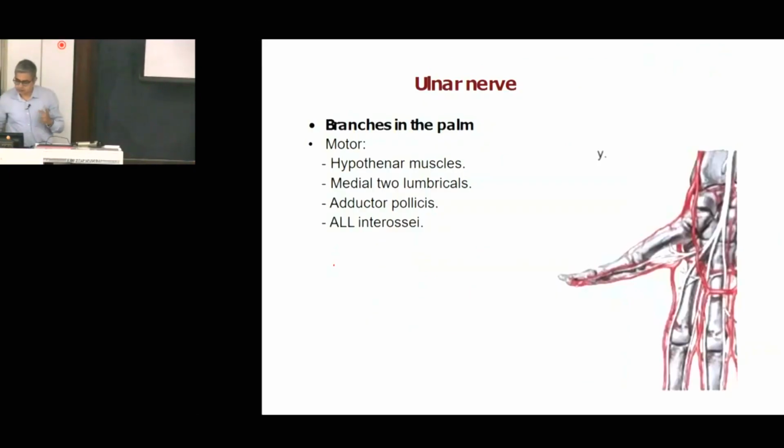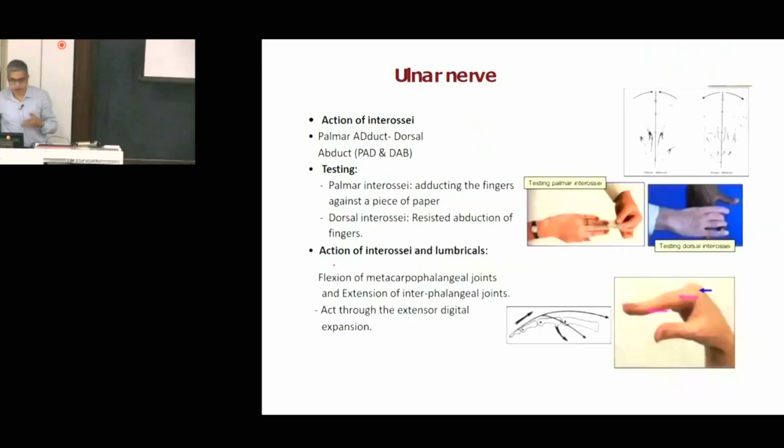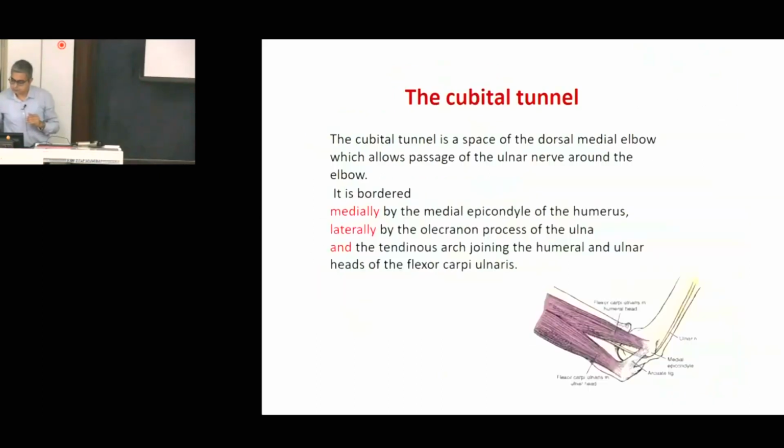Then, this is already covered. Pad and dab, I told you. Where can it be injured now? The one I told you, tardy ulnar palsy. Another is cubital tunnel. How is the cubital tunnel formed?